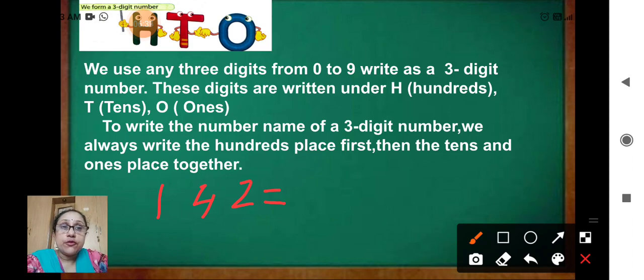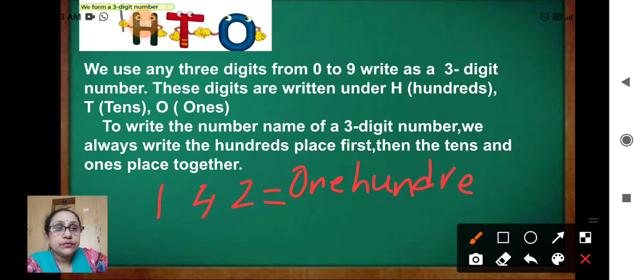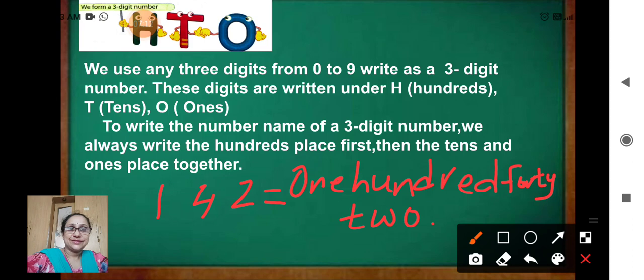to write the number name of a 3-digit number, we always write the hundreds place first. So we will write like this the number name, 100. Then the tens and ones place together. So 142. Correct? Like this you can write 142.